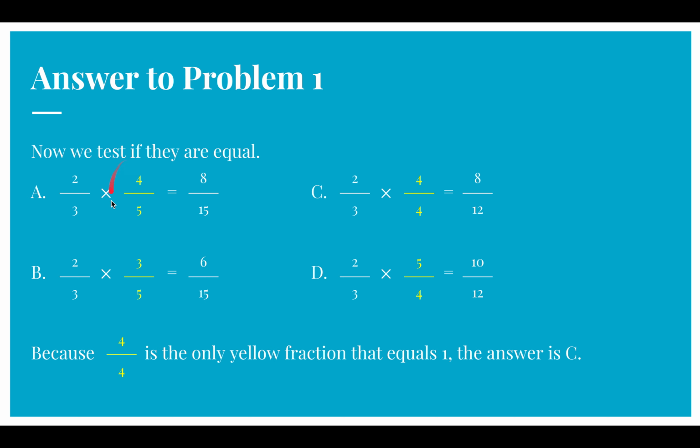So we have our yellow fractions once again by dividing the second fraction by the first fraction. And this time we have 4 over 5, 3 over 5, 4 over 4, and 5 over 4. And because 4 over 4 is the only yellow fraction that's equal to 1, our answer is C this time.